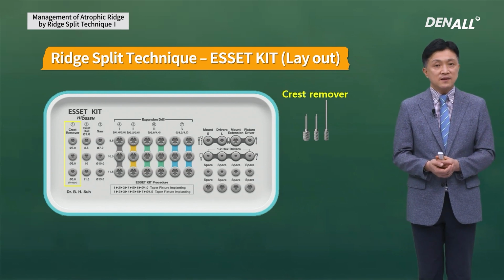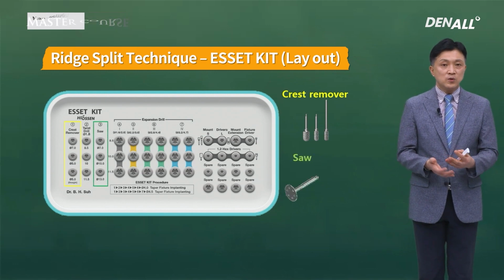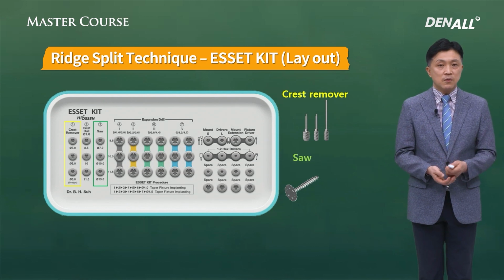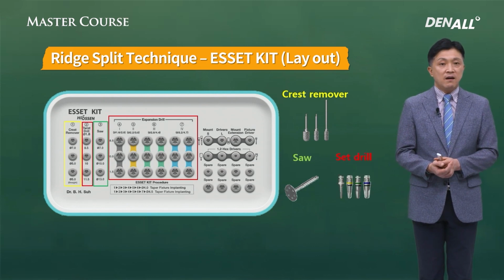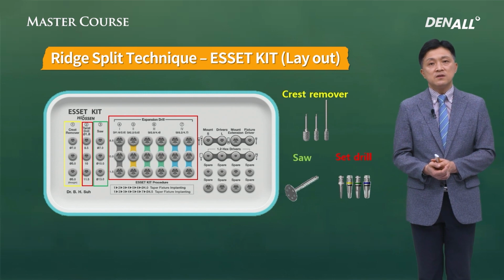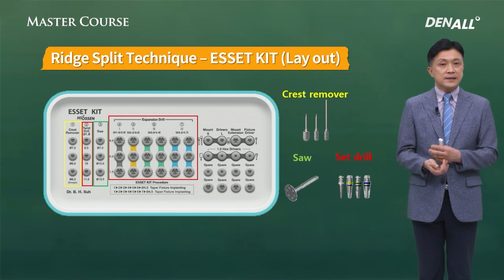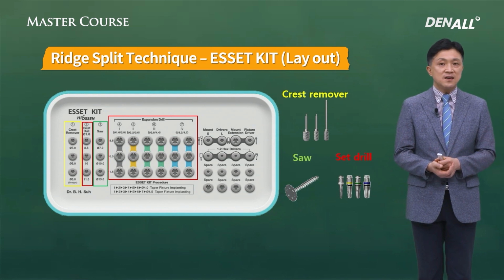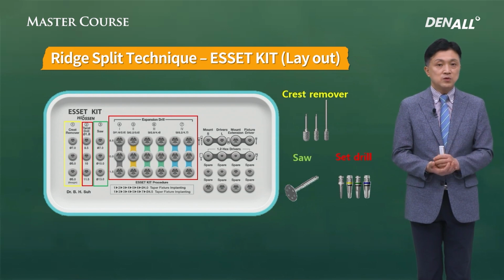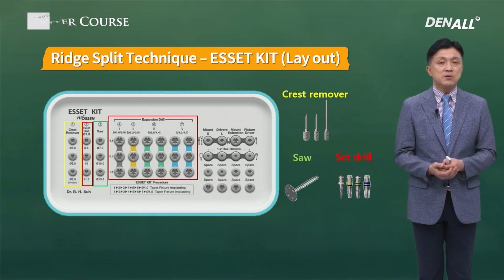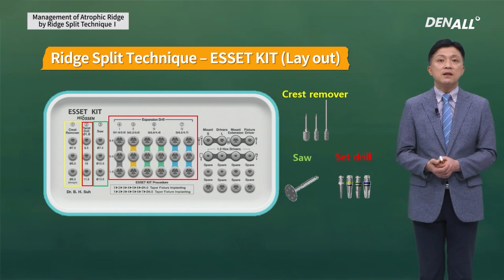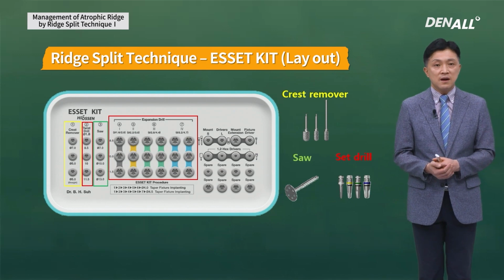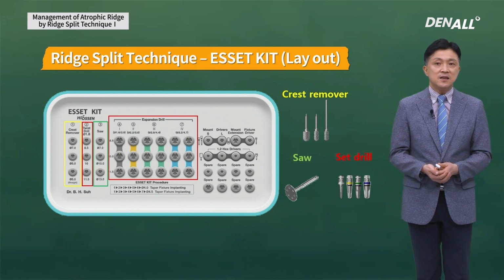There's a crest remover for alveoloplasty. Next, a saw for osteotomy. Next, a set drill for osteotomy. These three components are used. First, alveoloplasty is done using the crest remover, and the saw is used for creating the osteotomy, and the set drill to split the ridge. The asset kit comprises these tools to do ridge split.